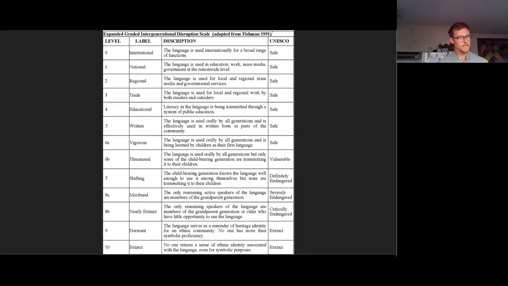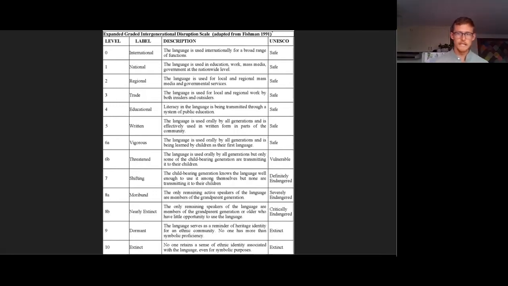So different communities at different levels of vitality are going to have different approaches to language revitalization based on the linguistic resources that they have available to them, right? So if you look here down at the bottom of the list, these are the languages that we are talking about here today. There's two categories at the bottom of the EGID scale for different kinds of languages that have no native speakers. And there's two categories, dormant and extinct.